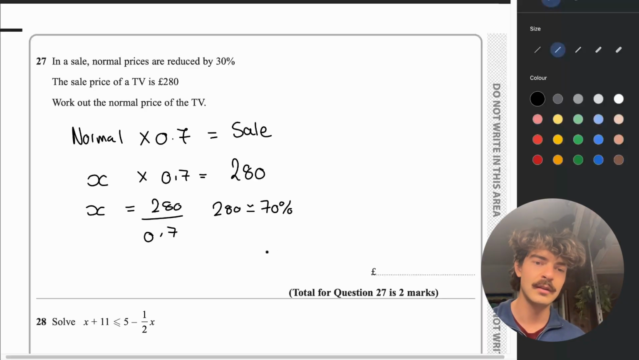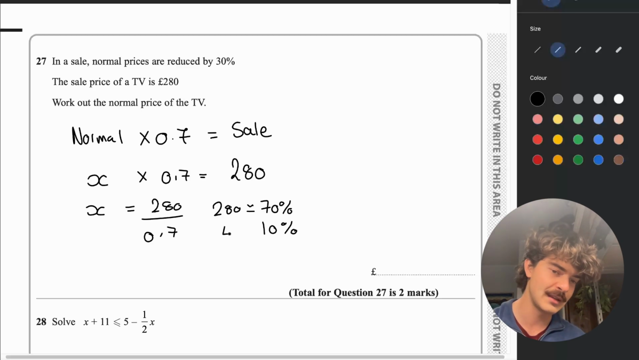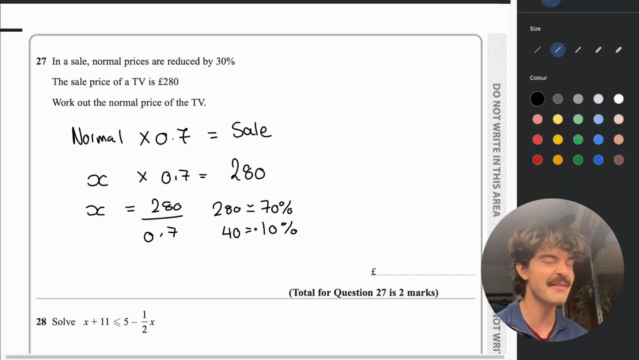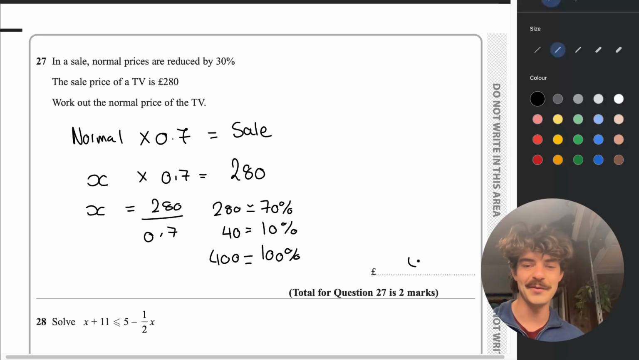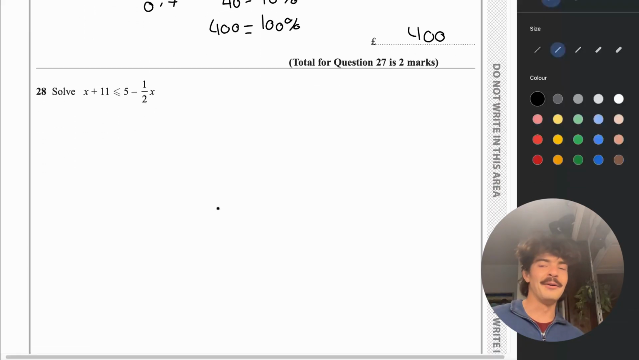So what we can do is divide by 7 to get 10%. What's 280 divided by 7? Well, it is 40. Maybe not the most obvious thing in the world. How many times does 7 go into 28? 4 times. We're doing it 10 times as many times. Therefore, now it's quite nice. If we wanted 100%, we just multiply everything by 10. So £400. Nice.